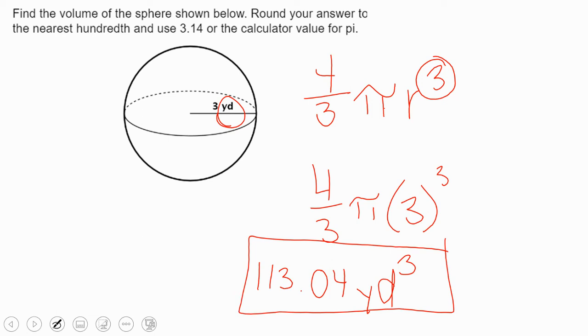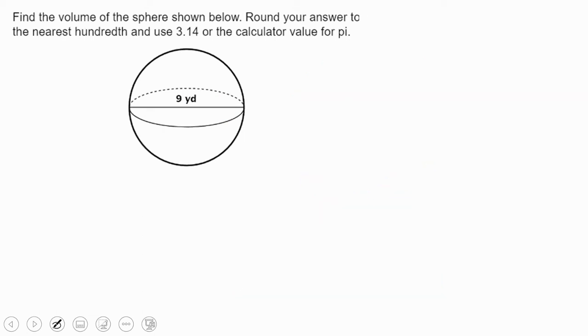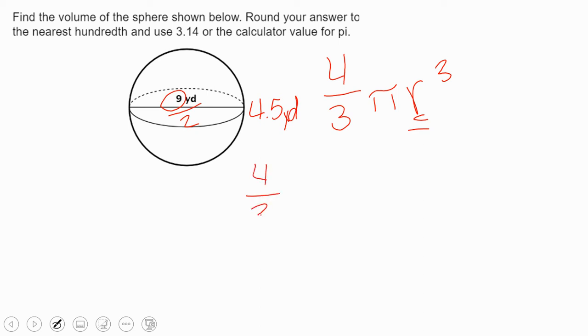All right, I'm just going to show you one more. The only different kind of problem they'll give you is that they'll give you the diameter instead of the radius. Well, remember, our formula is 4/3 pi r cubed. So we want the radius. You're just going to take your diameter and divide by 2 to get the radius. So 9 divided by 2 is 4.5. So we have 4/3 times pi, which is 3.14, times the radius, which is 4.5 cubed.